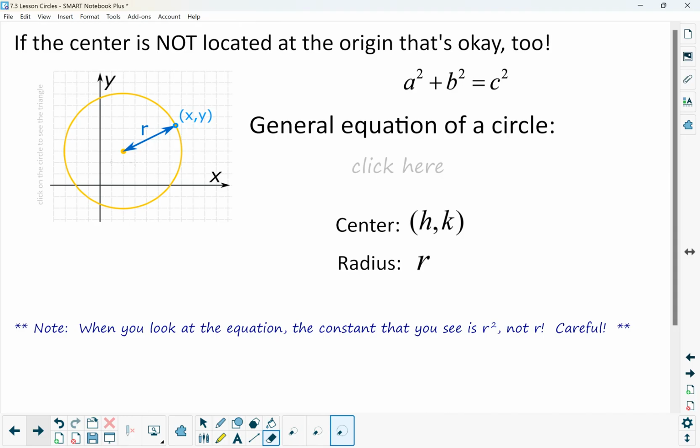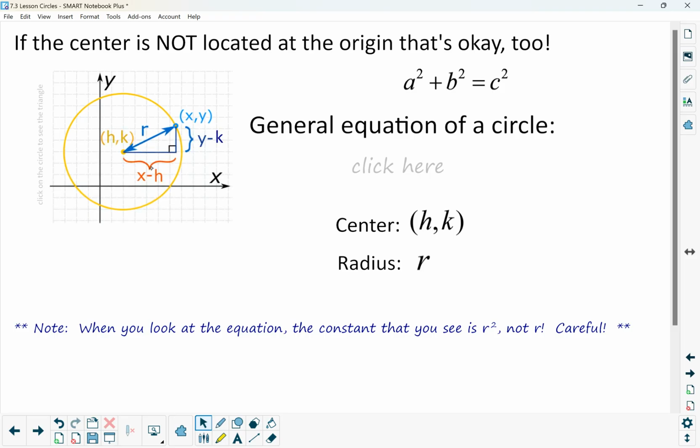So not all circles are centered at the origin, and that's okay. There's no problem there. The equation does get a teeny bit more complicated when the center is not at the origin, but it's nothing you can't handle.